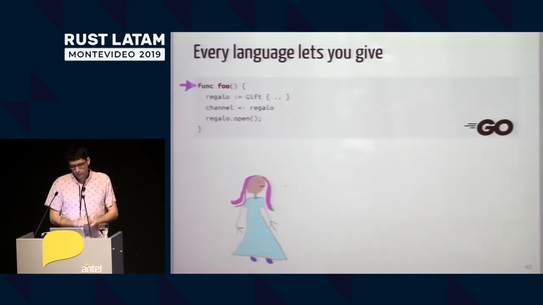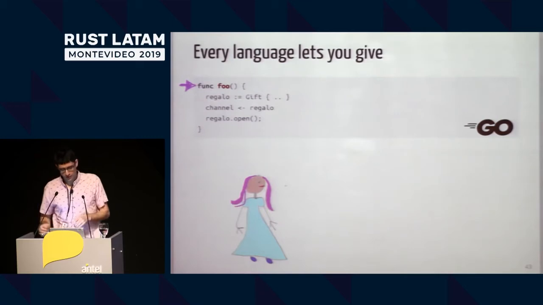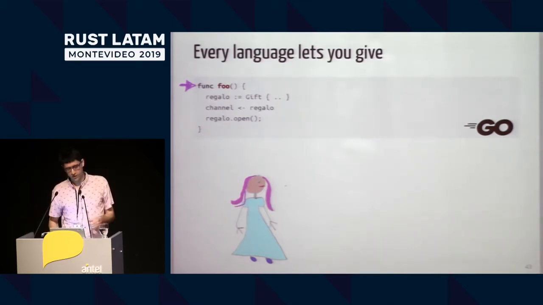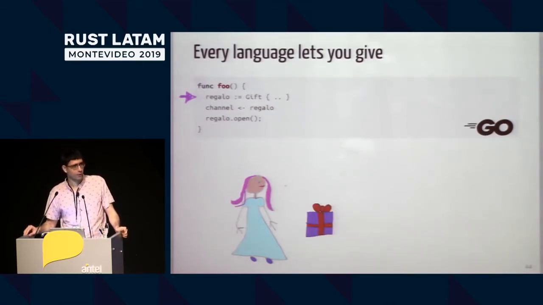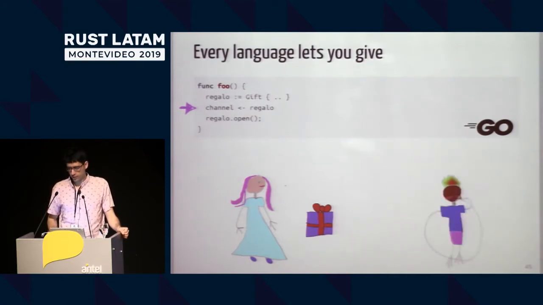The first one is going to be running this function foo. You see that the first thing it does is create a gift, and put it in this variable regalo. This is a struct, it has some value. Then we send it across this channel over to another Go routine. It's very excited, looking forward to receiving the present.